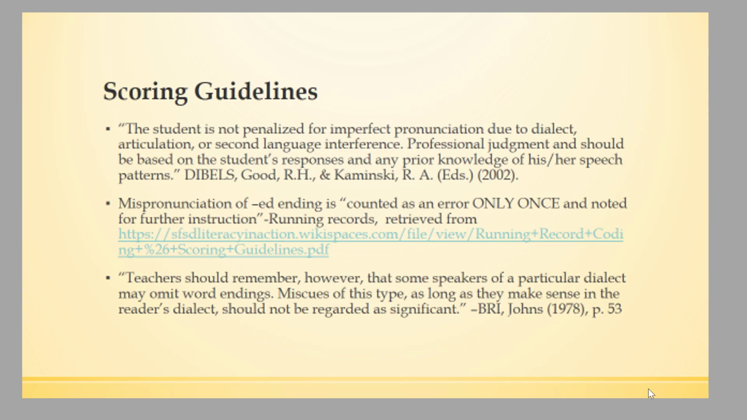Mispronunciation of the ed ending is counted only once as an error. Different dialects omit the ed ending as an inflectional marker, and it's a meaningful use of language in different dialects, and here they're giving a one penalty for that and not a repeated one. So it's a little bit more of a conservative and possibly deficit-based stance in this scoring guide.